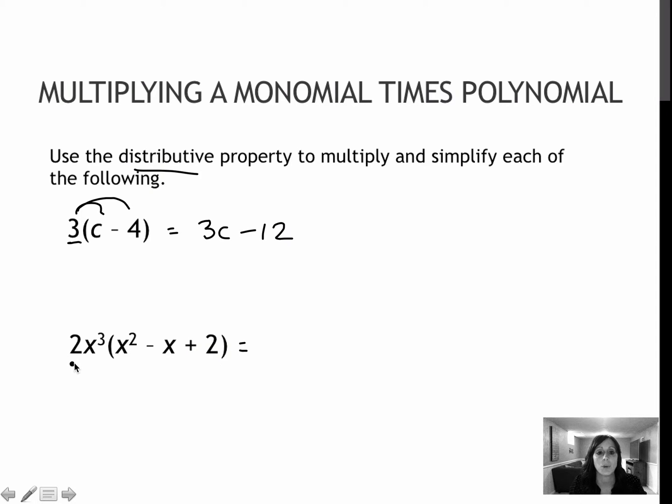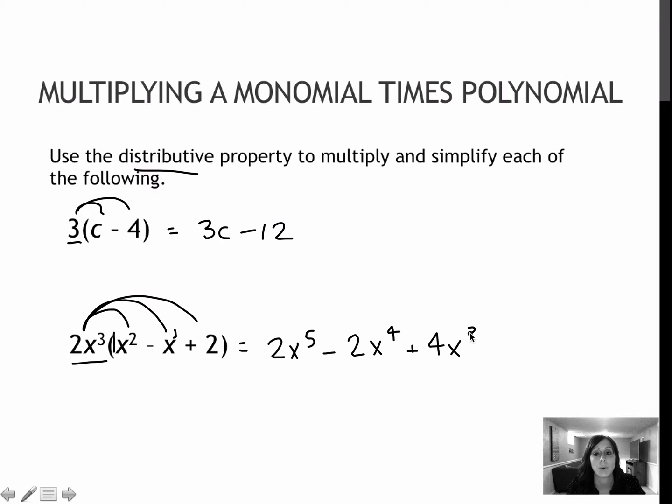For my second example, my monomial happens to have an x to the third, so when I distribute, again, I'm going to multiply the coefficients to get 2, add the exponents to get x to the 5th, and then again distribute. I get a minus 2x to the 4th because this has an exponent of 1 and 3 plus 1 is 4. And then 2 times 2 is 4. And this, I don't have to add exponents, but I have to keep the 3x to the third that I have. So 2x to the 5th minus 2x to the 4th plus 4x to the third.